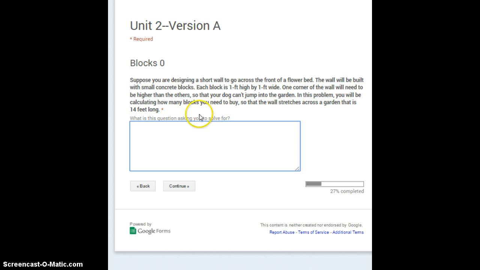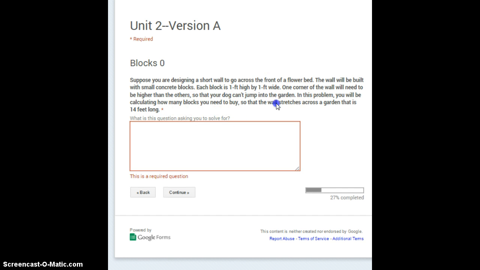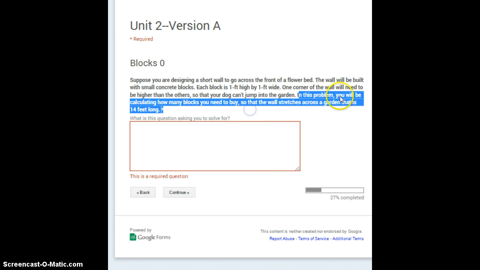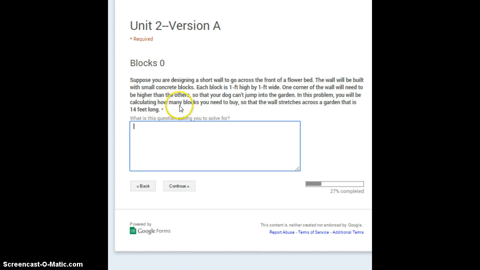What is this question asking you to solve for? In this problem, you will be calculating how many blocks you need to buy so that the wall stretches across the garden that is 14 feet long. It is asking how many blocks you need to buy.